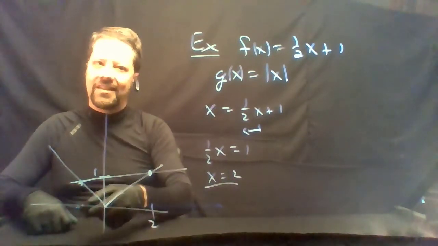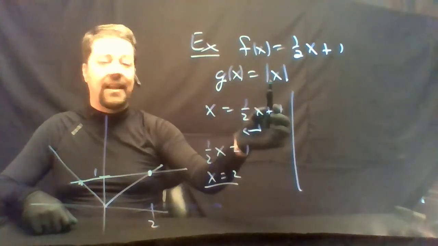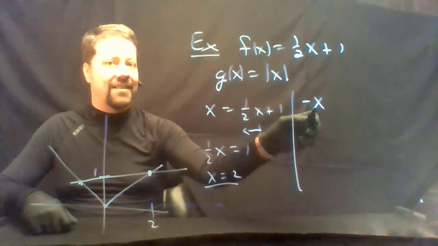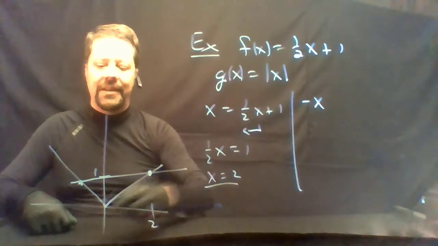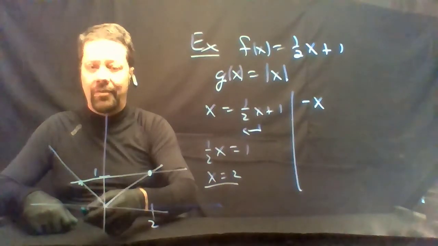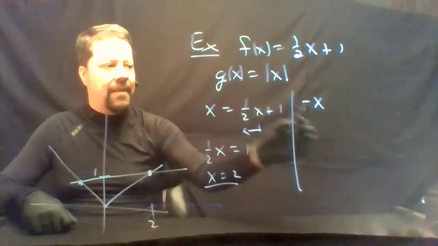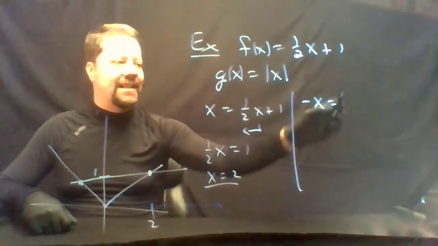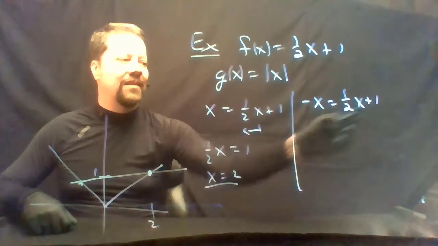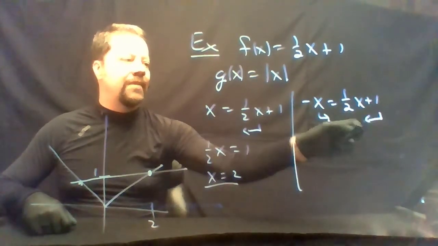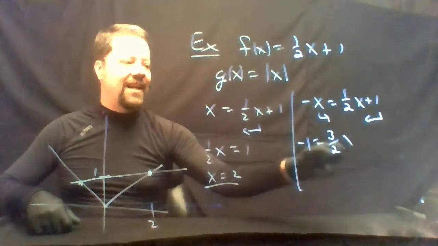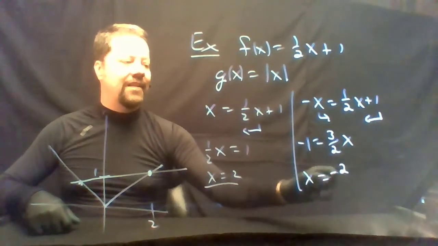Where do we intersect on the left? On the left, the absolute value looks like negative x. The point of the absolute value is to make things positive. If you're plugging in a negative x value, multiplying by a negative gives you a positive. We want that to equal 1/2 x plus 1. Moving some terms around, you can see that you'll get negative 1 equals 3/2 x, or x equals negative 2/3.